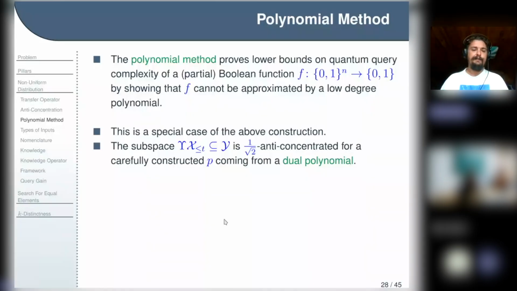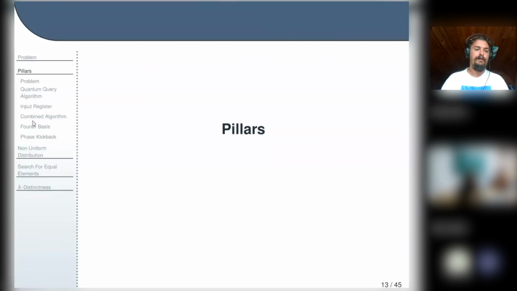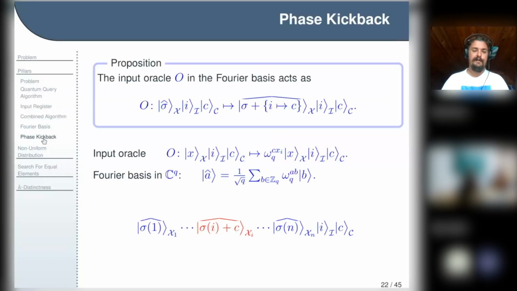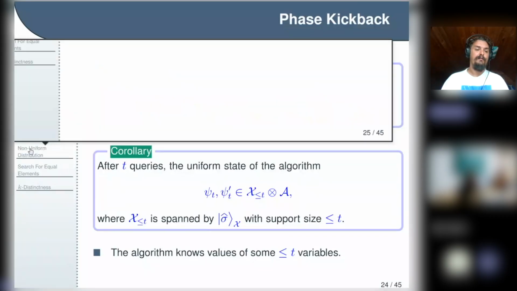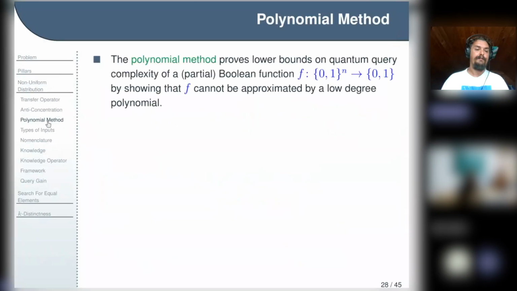The subspace upsilon, x at most t. So if you recall this x at most t, maybe I can go back to my pillars, and we have this phase kickback thing. If you remember this corollary, after t queries the algorithm lives in this space x at most t. So let me go back to where I was, the polynomial method.